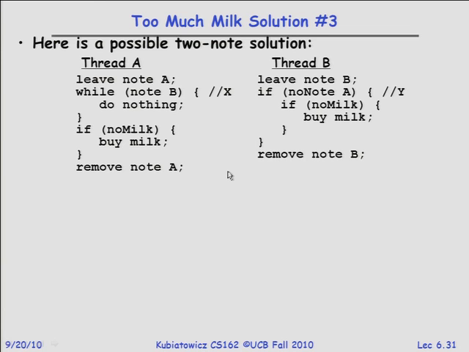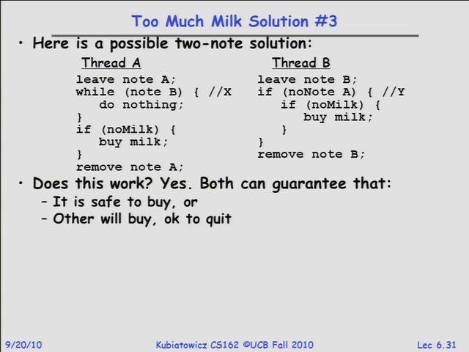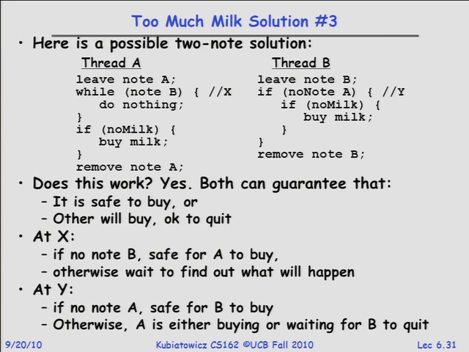Okay? So both are basically guaranteeing, one, it's safe to buy, or the other will buy and it's okay to quit. Those are kind of the two things we're looking for. Now, how many people are mildly uncomfortable declaring the solution successful? Okay, good. I'll tell you it works, but you should stare at this and convince yourself. You don't have to do it in the next 5 minutes. It's basically an X: if no note B, it's safe for A to buy. Otherwise, wait to find out what will happen. If no note A, it's safe for B to buy. Otherwise, A is either buying or waiting for B to quit.